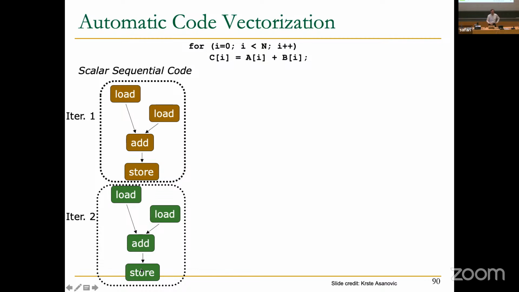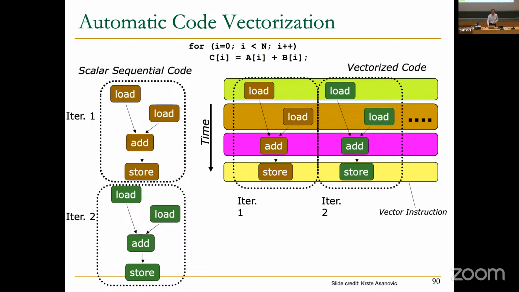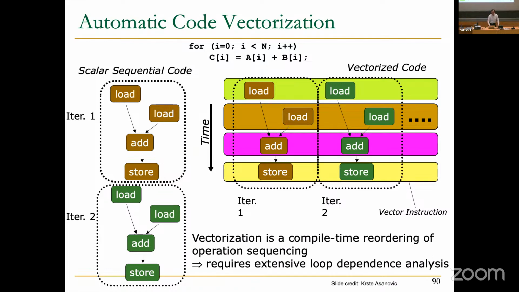Now, with automatic vectorization, or if you're vectorizing your program, you realize that these are independent, and you put the loads across different iterations together. That's what we're really doing, actually. This is scalar code, but you can take scalar code, do the dependence analysis, and put the loads together and vectorize them. So this is a vector load. This is another vector load, a vector add, a vector store. You're really fusing iterations when you think scalar. When you think vector, you don't even start with scalar, of course, right? That's the idea. So vectorization is really a compile time reordering of this operation sequencing, but this requires extensive loop dependence analysis to make sure that different iterations are independent of each other.